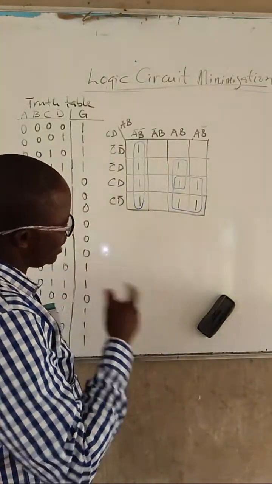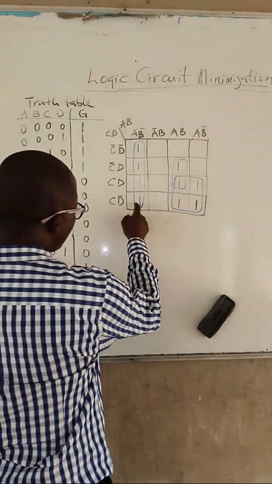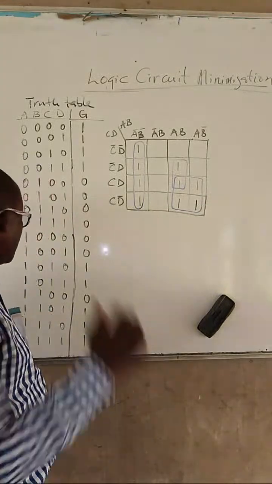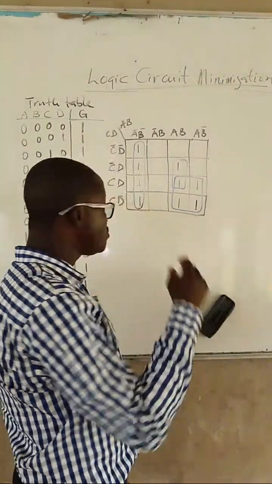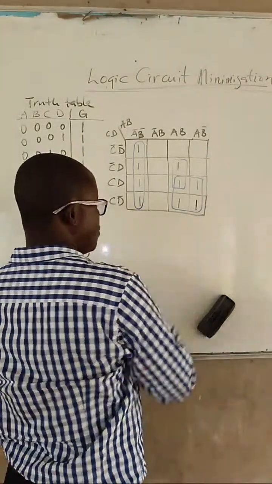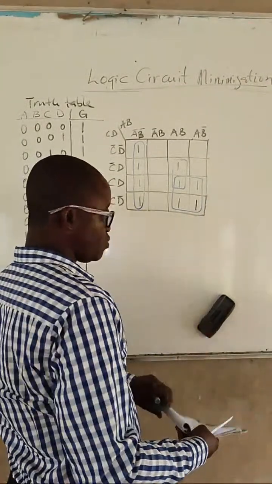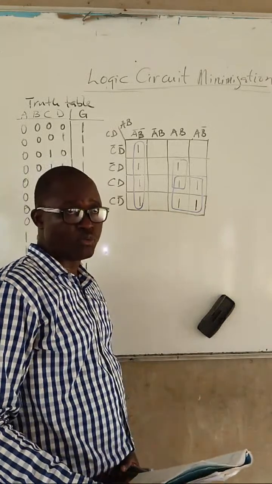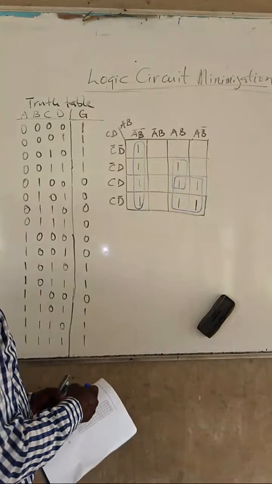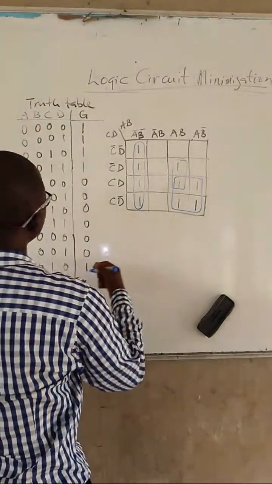There's no one left out. Somebody may ask, this one and this one, can we map them out like this together? Well, if you do that, it will be excess. That's an excessive mapping. But of course, with experience, you will know where to stop, where you should not map.